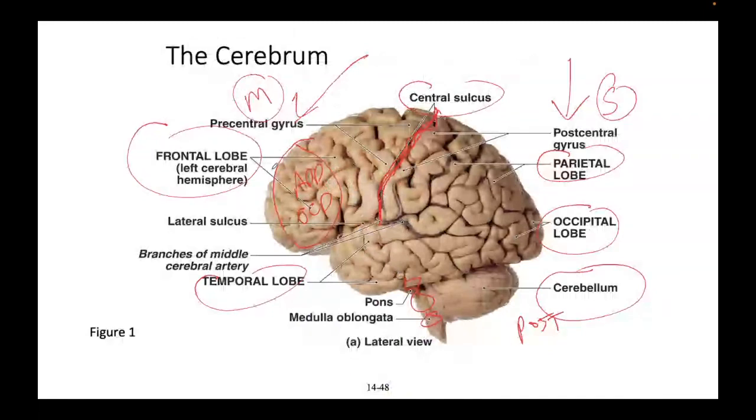Okay, when we come back, I want to talk about the homunculus a little bit. So let's take a break here. When we come back, I want to focus on just the homunculus.